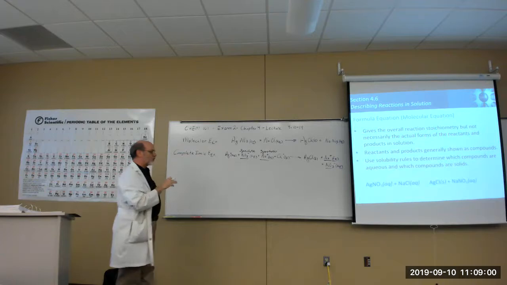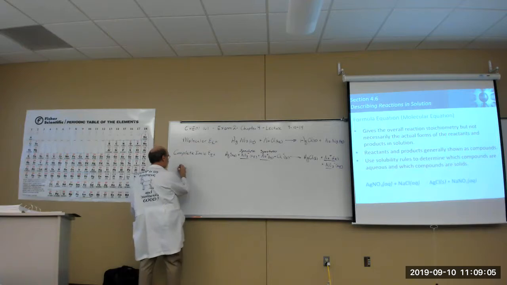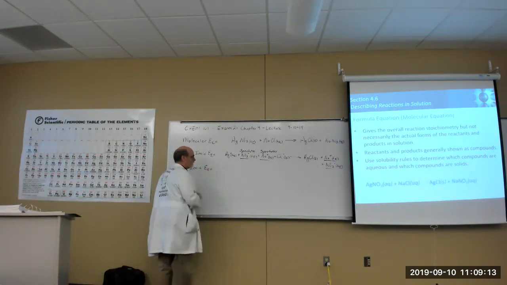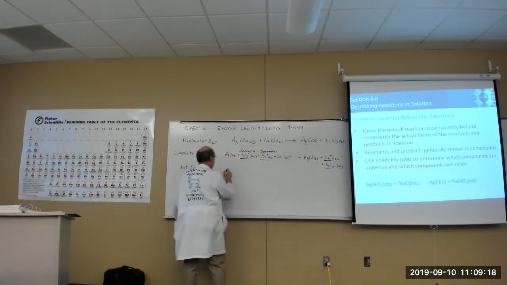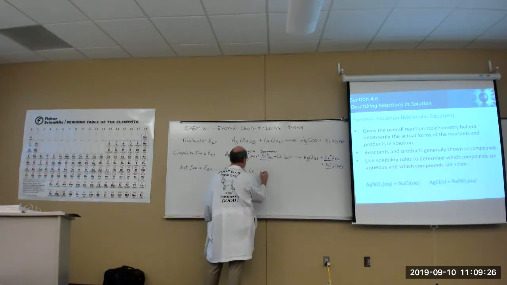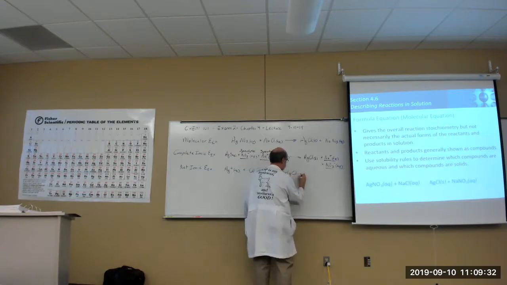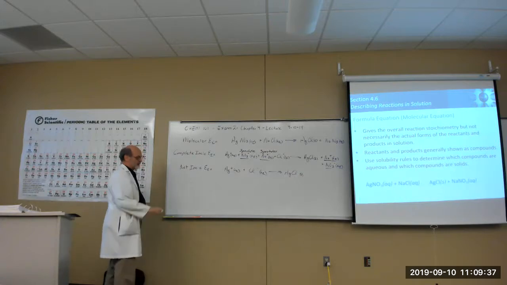Now, what does it look like when we remove the spectators? Because they're not part of the reaction. We get the net ionic equation. So we take out these, that one cancels that one, and this one cancels that one. And what are we left with? We're left with this one plus this one yields this product. Okay, that's the net ionic equation.